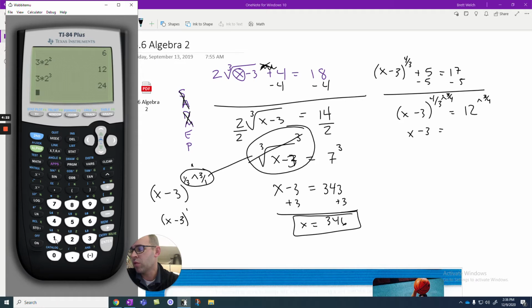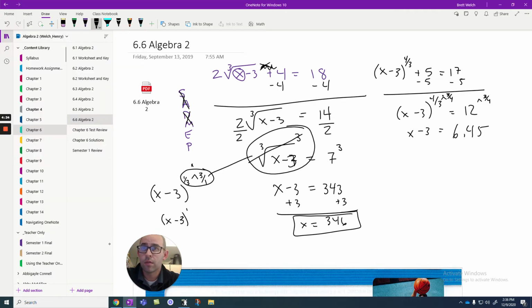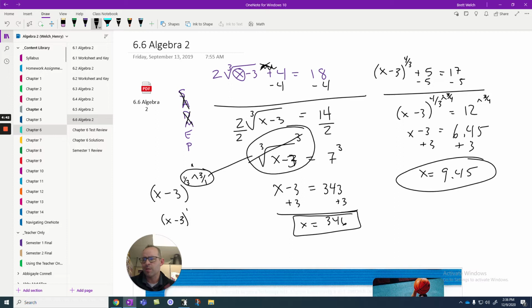I'd have to go 12 raised to the 3/4. 3 divided by 4. And that would give me 6.45. And if I add my 3, x will equal 9.45, roughly. You're going to get some decimals along the way. You'll get a lot of whole numbers, but you're going to have to peel those layers. SADMEP applied over and over again.